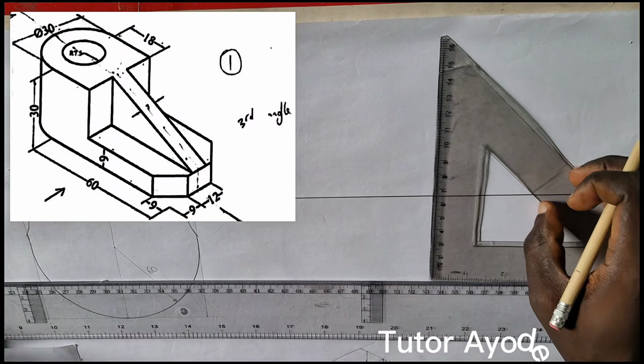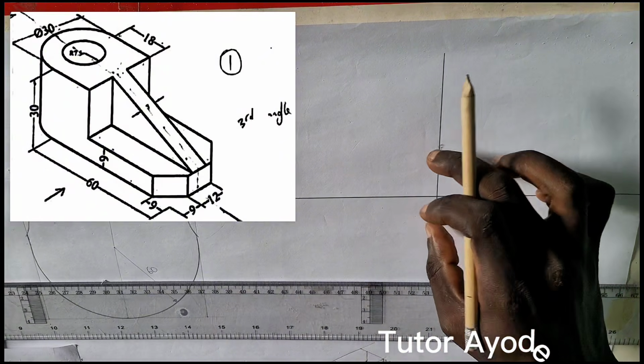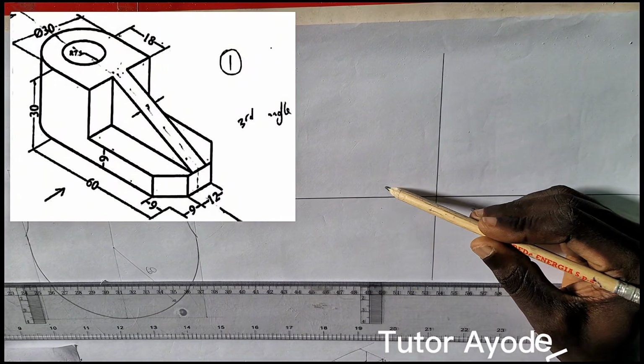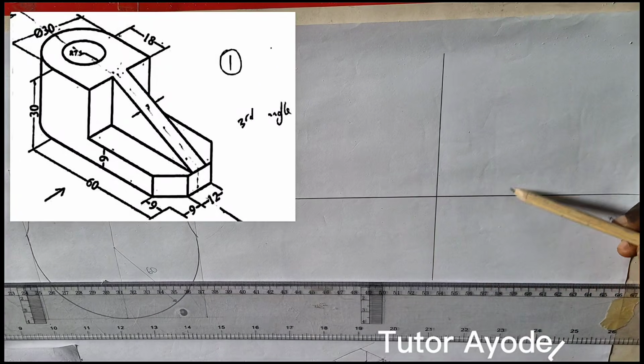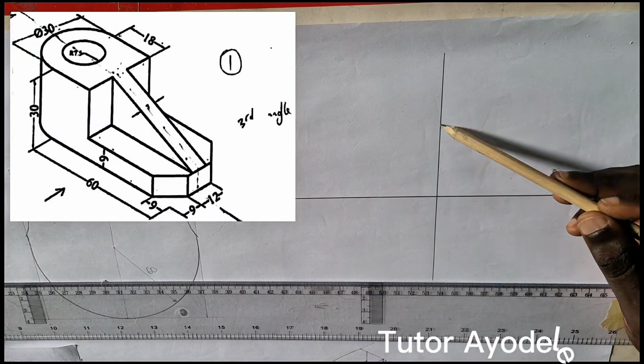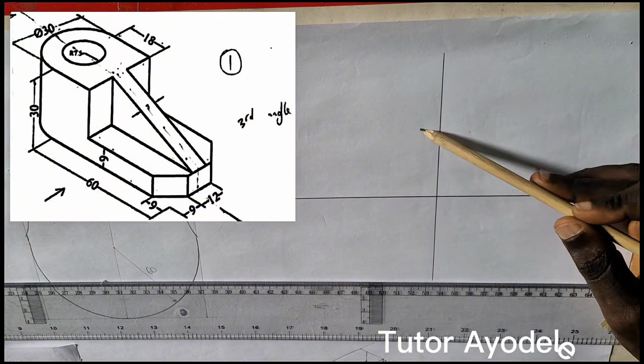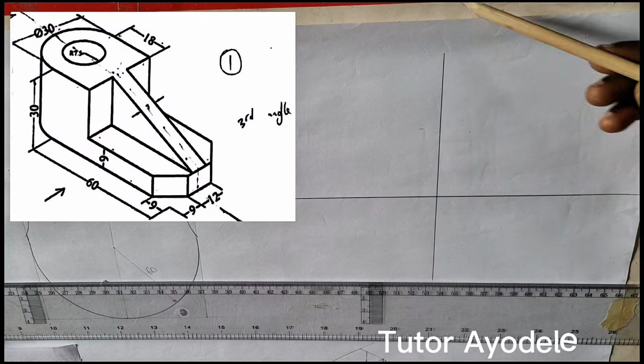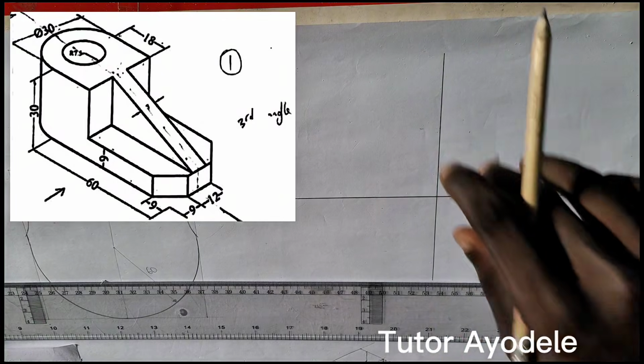This is the middle line. It has to be bold. From this middle line, I will need to take 10 millimeter up, 10 millimeter down, 10 millimeter up, 10 millimeter down, draw a construction line. And likewise, 10 millimeter right, 10 millimeter left, 10 millimeter right, 10 millimeter left. And draw a construction line. So let's do that.